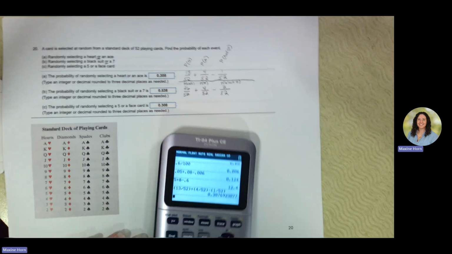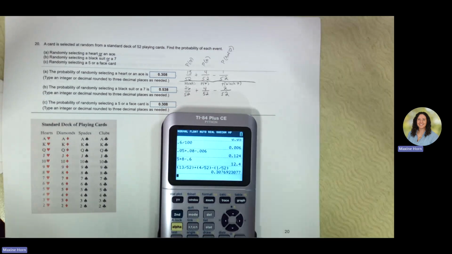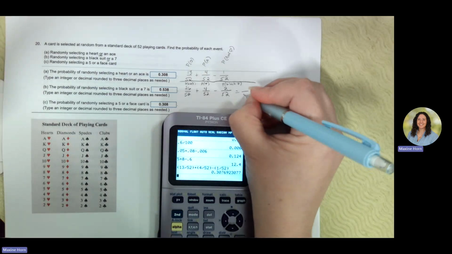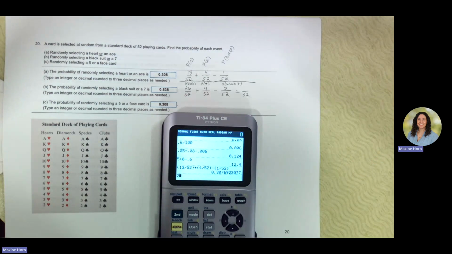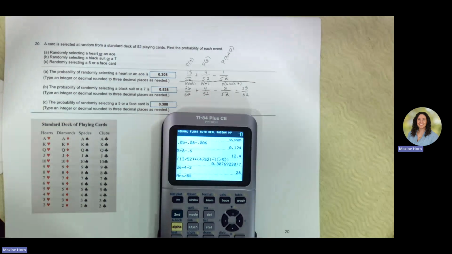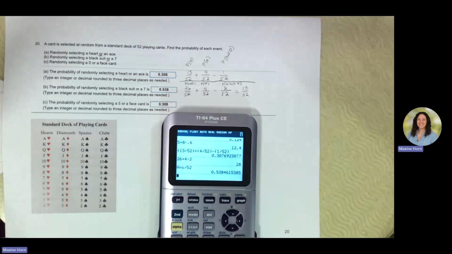So again, I'm just going to plug this into the calculator a slightly different way, if you're doing it a different way. I know that my denominator is going to be 52. I'm going to say 26 plus 4 minus 2. That's my numerator. And then I'm going to take that and divide it by 52 and round that to 3 decimal places, just to show you some variety in how you can plug these in.